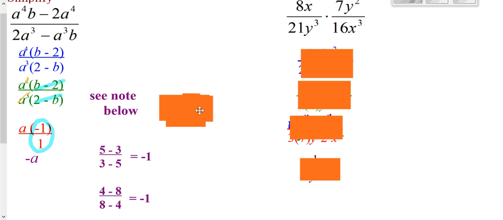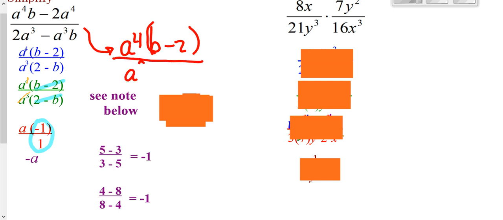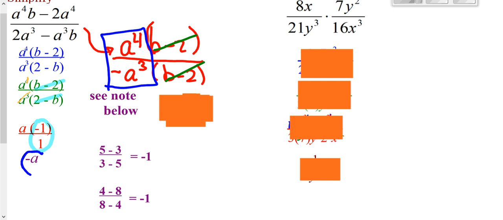Now, a second way you could have done this problem is you could have factored out, still on the top, this. And then on the bottom, instead of pulling out a positive a cubed, you could have pulled out a negative a cubed, and then that would have left you with a b minus 2. Then b minus 2 is multiplied on the top and bottom, and you can see where this would simplify down to your negative a. That's a second way you could have done this problem and still got the same answer.